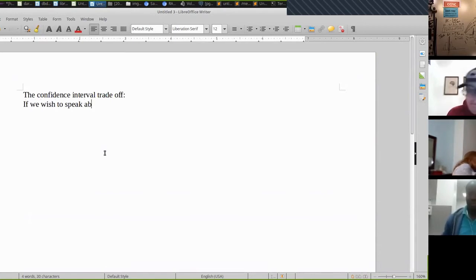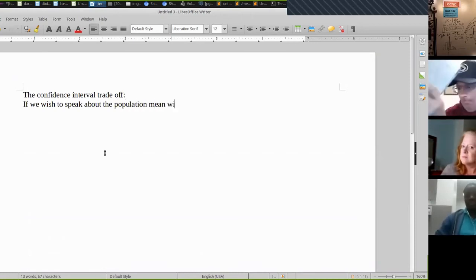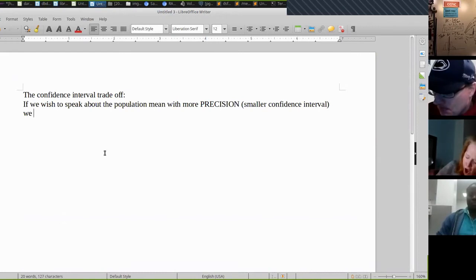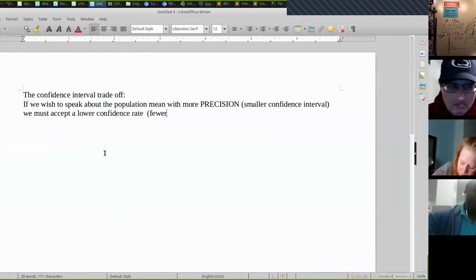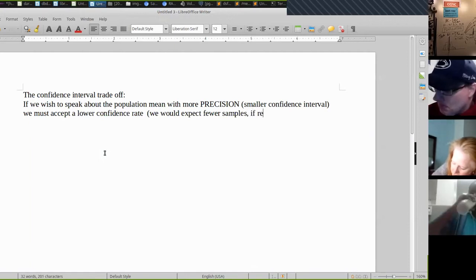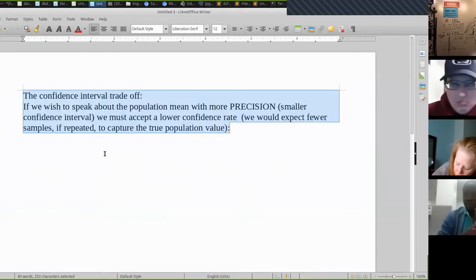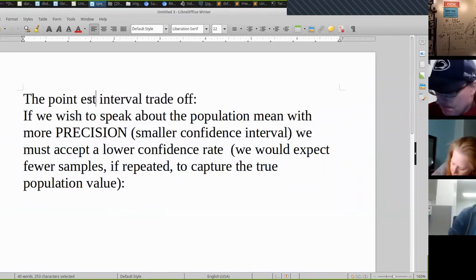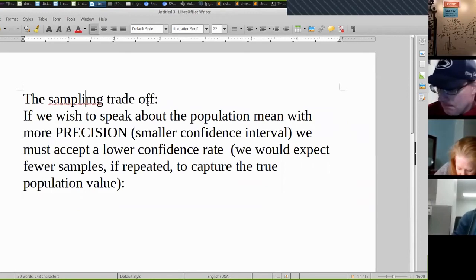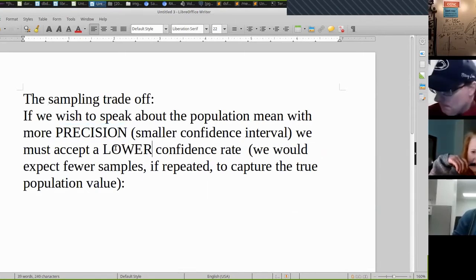If we wish to speak about the population with more precision, meaning a smaller confidence interval, we must accept a lower confidence rate, meaning we would expect fewer samples, if repeated, to capture the true population value. So this is the point estimate. This is the sampling trade-off. If we wish to speak about the population mean with more precision, we must accept a lower confidence rate.